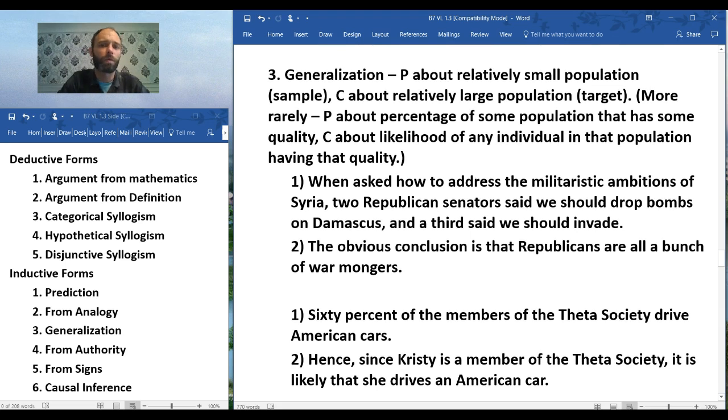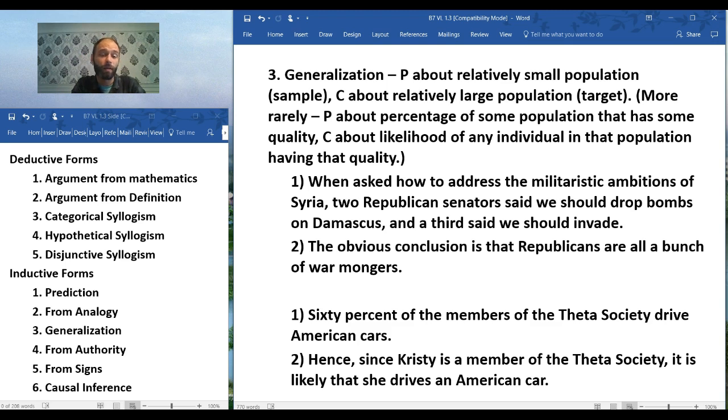Next type of inductive argument are generalizations. So generalizations can work in really one of 2 ways here. One way they can work is there can be a premise about a relatively small population, and then we would draw a conclusion about a larger population that that small population is a part of, right? And when we're dealing with generalizations, we call the small population the sample, and the larger population the target. So the premise is about the small sample size. The conclusion is often about the larger population of which the sample is part of.